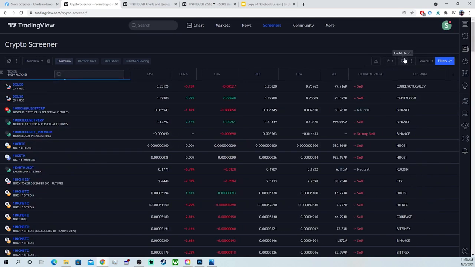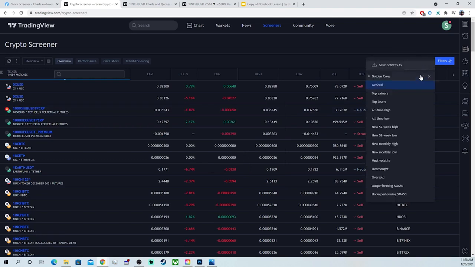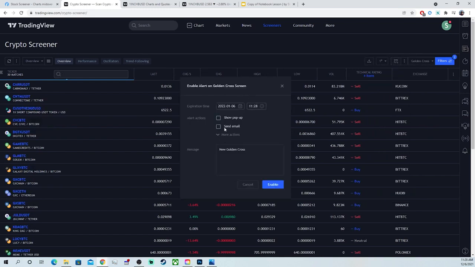Now, one last thing here is if you want to enable alerts, you're simply just going to click on this right here, enable alert. It says it looks like you're trying to set up a screener alert with no saved filters. That's because I just deleted it. But if I go over here to a previous one, golden cross, then I hit save, and then I can be sent emails, show a pop-up on the screen that I'm looking at, or I can play a sound, or email or text message to my phone. And you could always change the message here as well, but most of the time you won't have to.